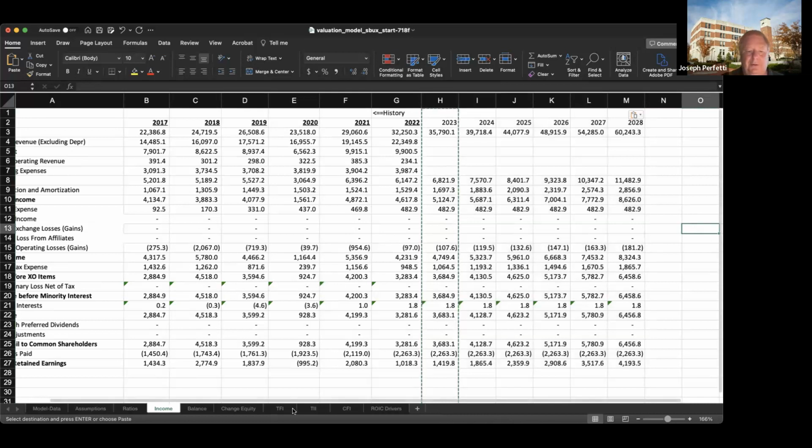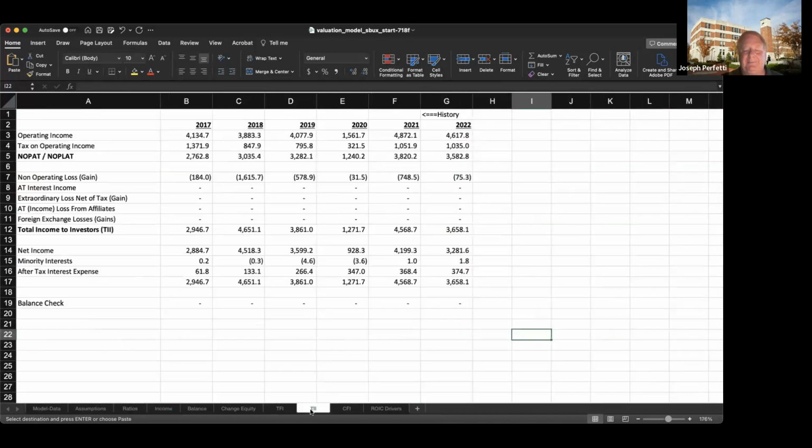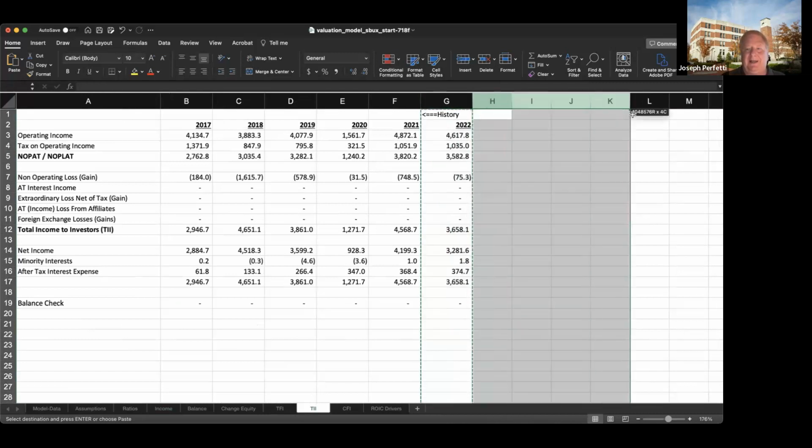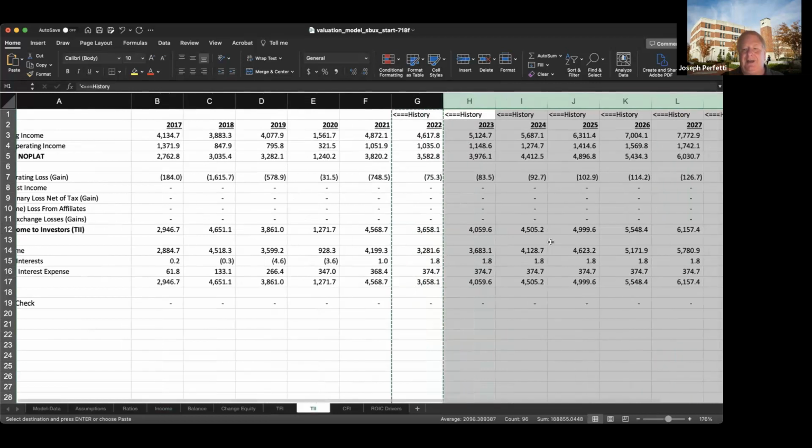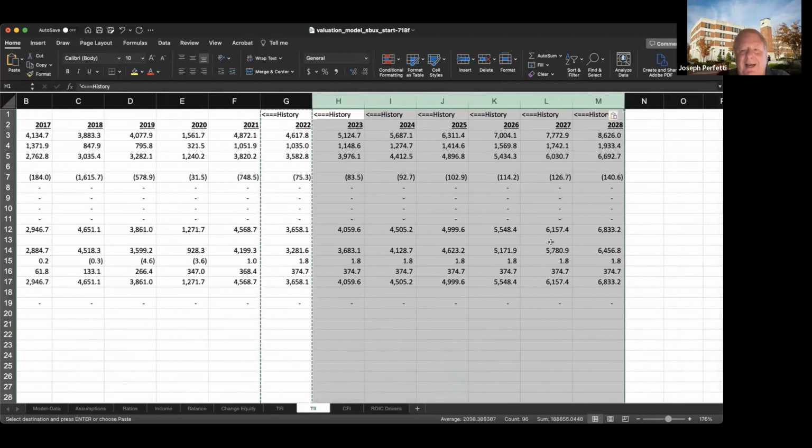Go to your TII. Take column G, which is the 2022 TII. Copy it. Select over to column M. Paste it. You now have forecasted and balancing TIIs going through 2028 for Starbucks.